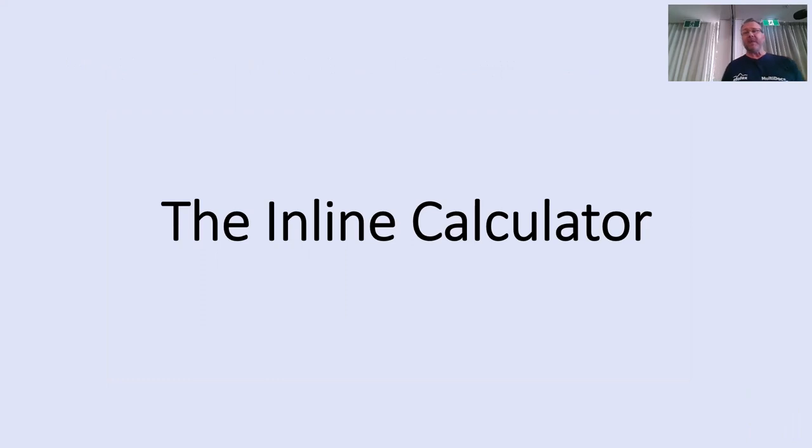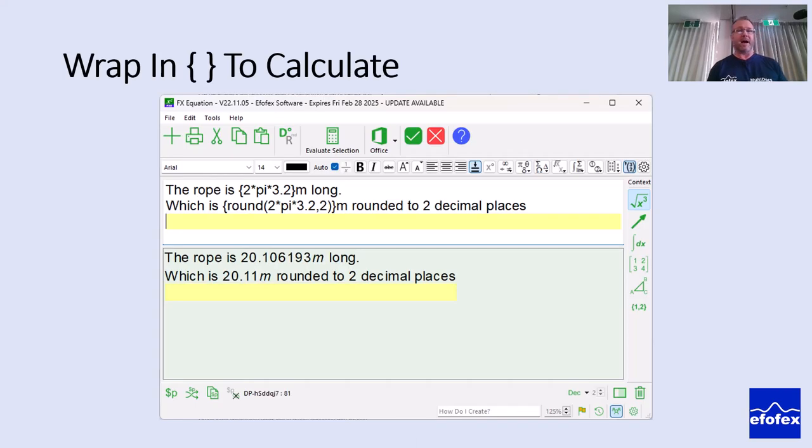Okay, the inline calculator, oh, don't laugh, the quote's great. The inline calculator. So any time you wrap in braces, it does a calculation. So here it's doing 2 times pi times 3.2 and replacing it with the answer. And it's got the command round to two decimal places if you want. You can do rounding, you can do exact values, you can convert it to hexadecimal if you're bizarre.